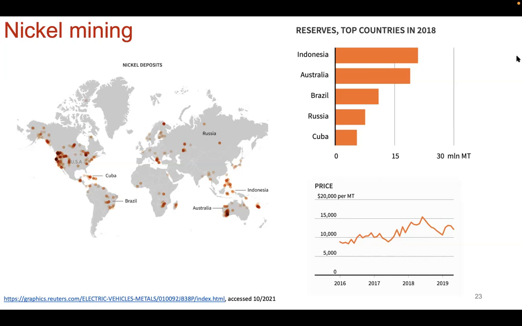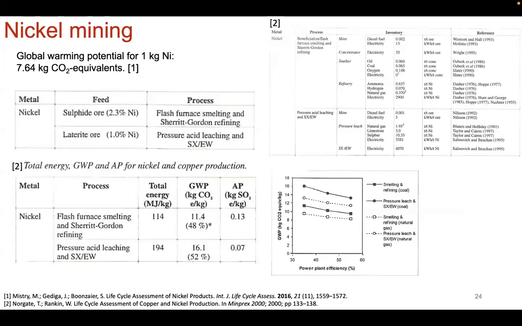The price doesn't fluctuate as much, as you can see here over the last 3, 4, 5 years. So relatively stable, which is good. In terms of producing nickel, there's a lot of sulfur oxide that's going to come out. So acidification is going to be a really key parameter for discussing the sustainability of getting nickel out of these ores.